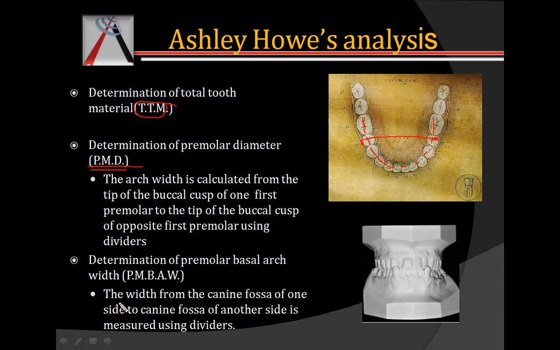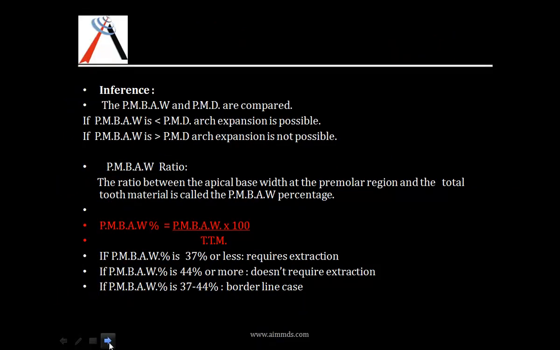We then determine the premolar basal arch width. That is the width from the canine fossa of one side to the canine fossa of the other side. So we get the total tooth material, the premolar diameter and the premolar basal arch width. Using these three things, an inference is drawn. If the premolar basal arch width is less than the premolar diameter, arch expansion is possible. But if the premolar basal arch width is more, then arch expansion is not possible.